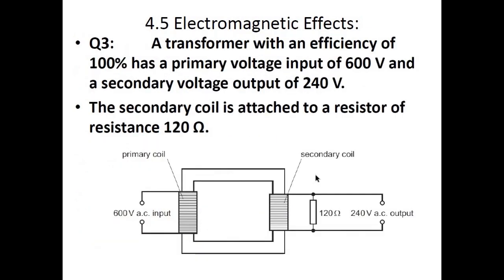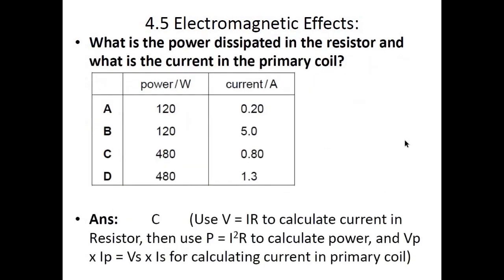A transformer with an efficiency of 100% has a primary voltage of 600 volts and a secondary voltage of 240 volts. So you are getting 240 as output. The secondary coil is attached to a resistor of 120 ohms. What is the power dissipated in the resistor and what is the current in the primary coil?